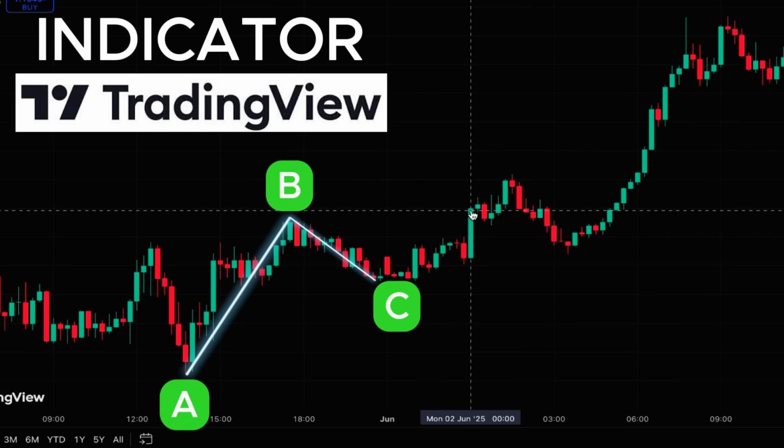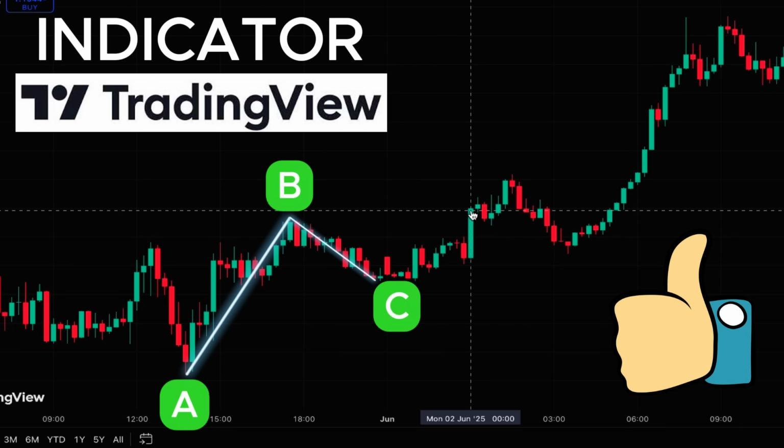Now I want to add an indicator that can help you with ABC pattern and possible trade entries.